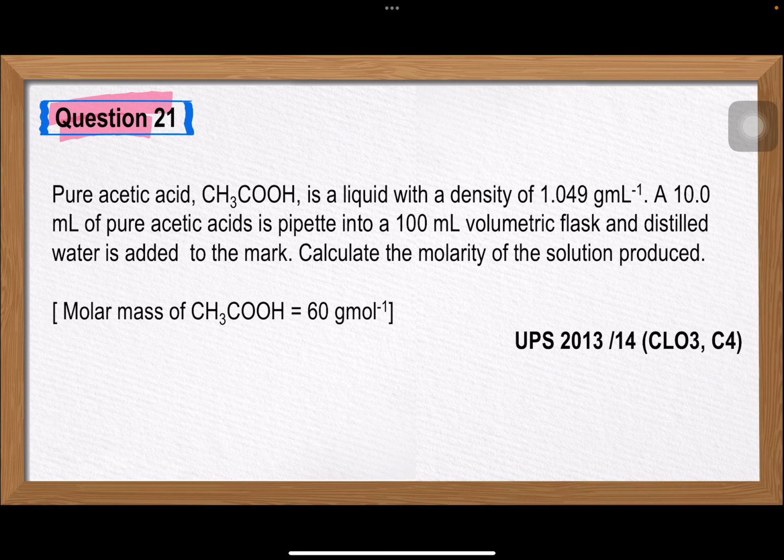21. Acetic acid density is 1.049 gram per milliliter. A 10 ml of pure acetic acid is pipetted into a 100 milliliter volumetric flask and distilled water is added to the calibration mark. Calculate the molarity of the solution produced. So what is the molarity of the new solution? This is a dilution process.